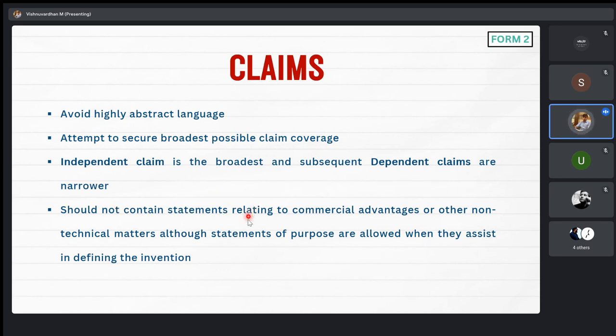Claims should not contain statements relating to commercial advantages or other non-technical matters, although statements of purpose are allowed when they assist in defining the invention. Very clearly, I'll tell you what it is.